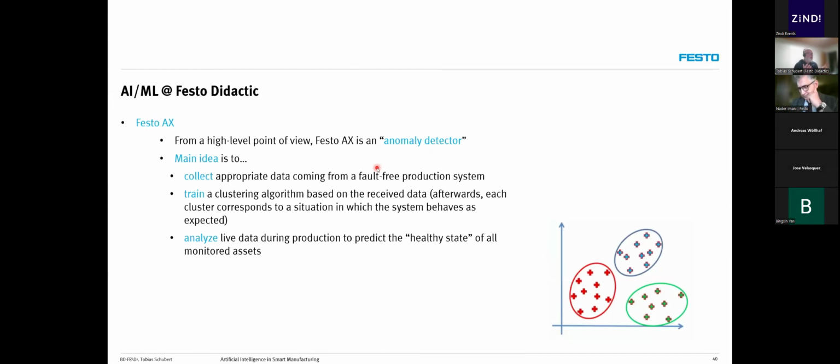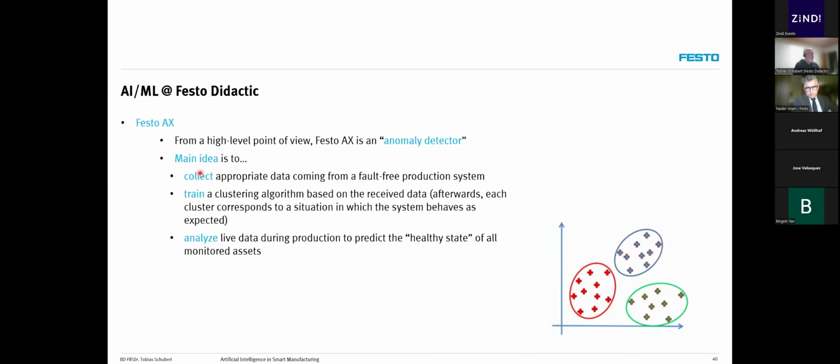From a high level point of view, it's an anomaly detector. It's unsupervised learning, as we have seen earlier in this presentation. And the idea is to focus on data coming from a fault-free production system. It just means we do not collect data from faulty behavior. We just put that welding gun in place, we take a look, is it okay? Then we let the welding gun do its stuff 1,000, 2,000, 5,000 times.